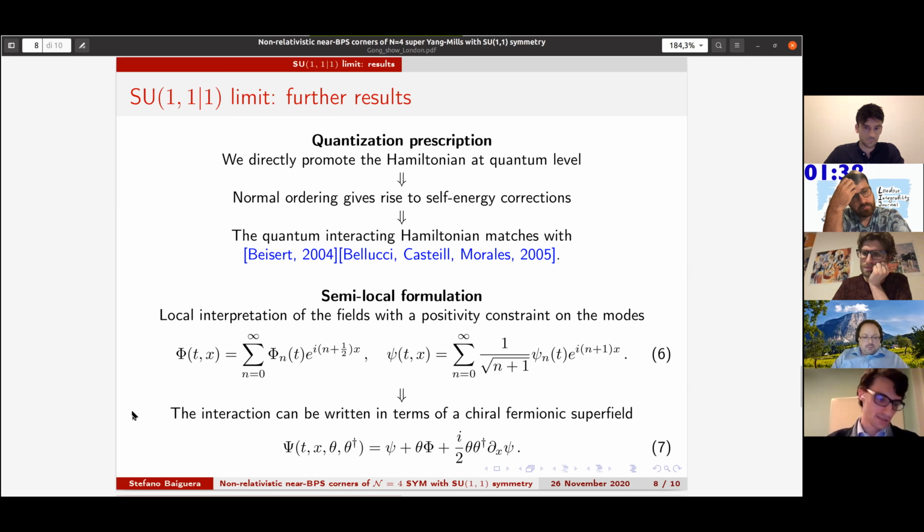Also, there is a very nice local formulation, or semi-local more precisely, in the sense that everything can be described in terms of a 1+1 dimensional field theory, in terms of these fields, a scalar and a fermion, where, however, we sum only over positive modes, which means that the commutation relations are not delta functions, but some truncation where we sum only over positive modes. Also, the action can be written in terms of a superfield, which combines the scalars and fermions in this way. But except for these non-standard commutation relations, the action will be local and a usual quantum field theory action.